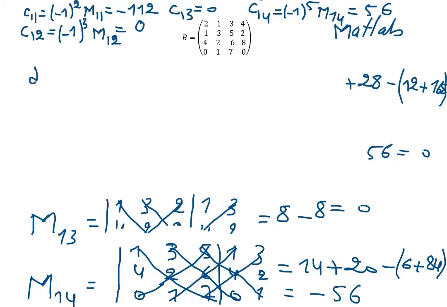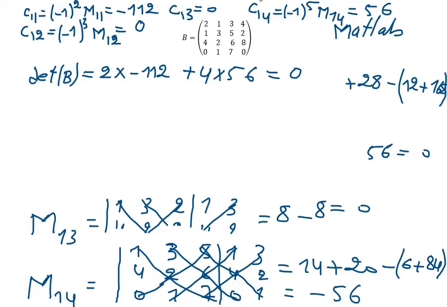So the determinant of B will be equal to, we'll go with this row, so it will be 2 times C11, which is minus 112, and these two ones are 0, so C12 and C13 are 0, so this will be 1 times 0 plus 3 times 0, so will be 0, and we'll get this 4, so it's plus this 4 here times C14, which is 56, and this is equal to 0 as we expect.